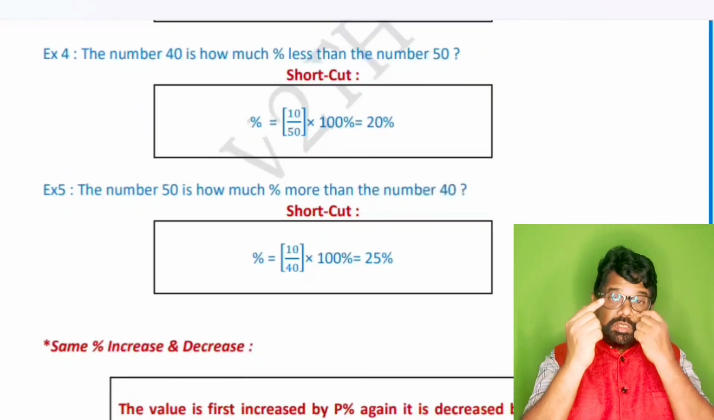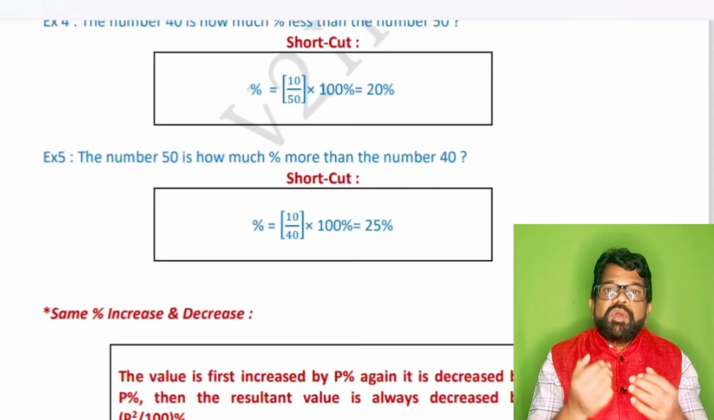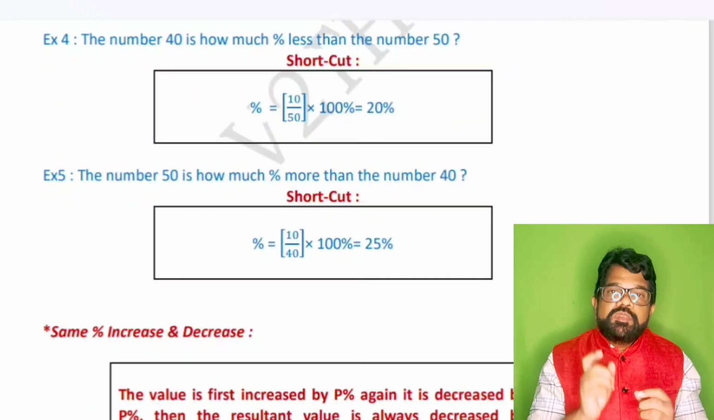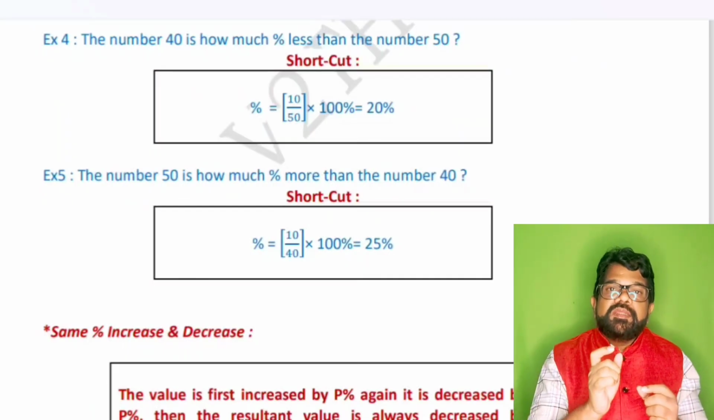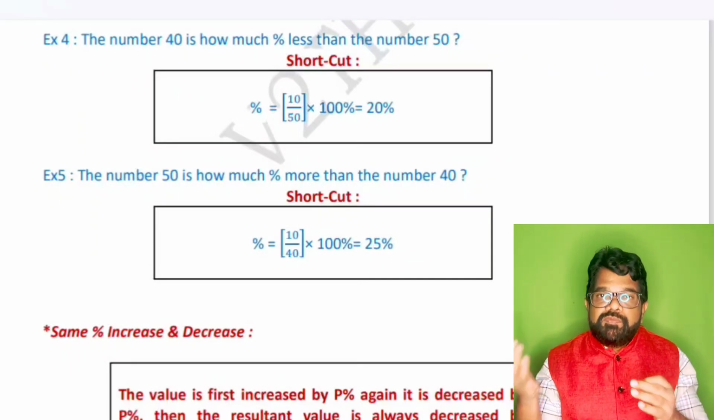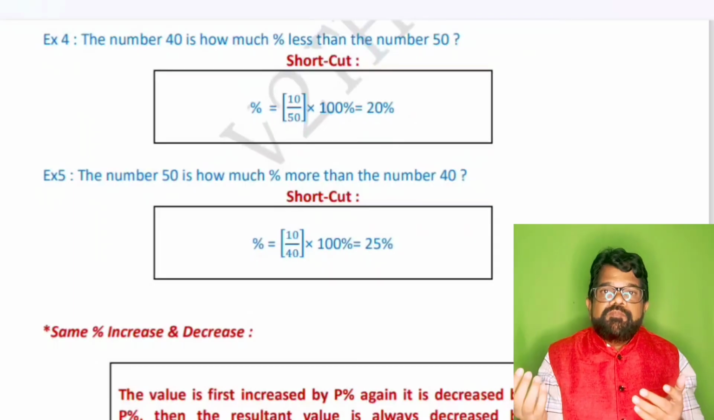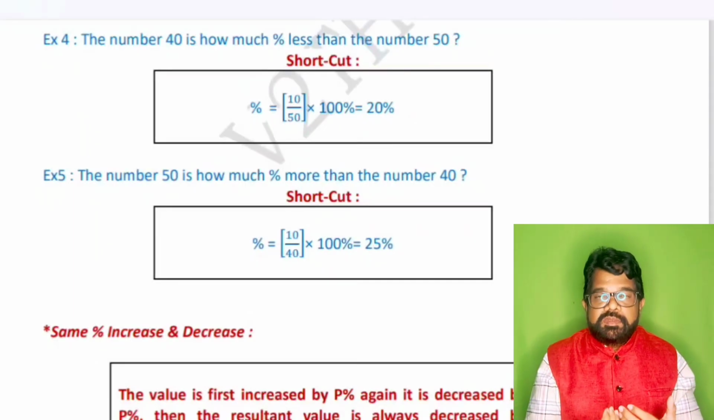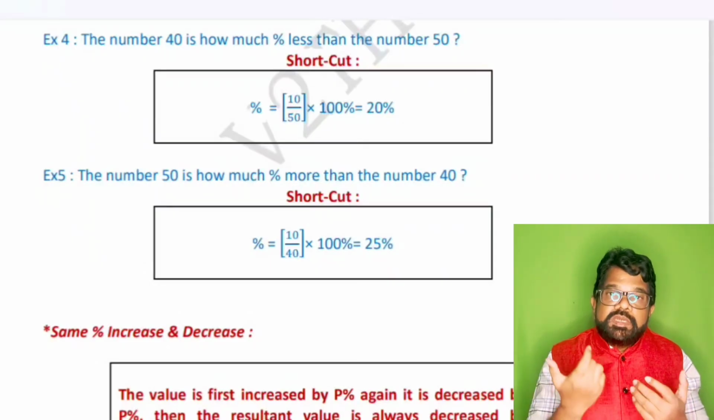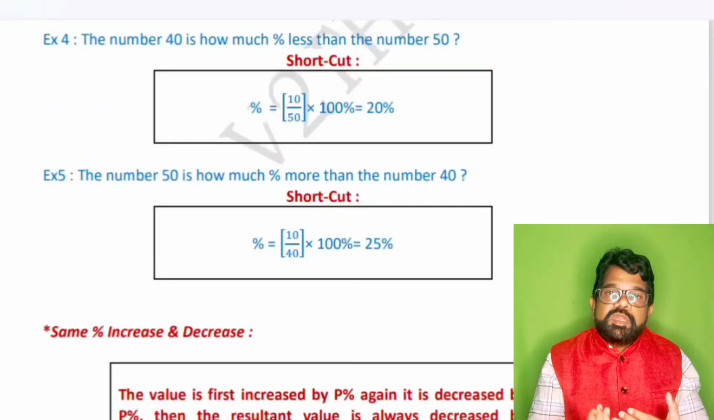10. That you have to take in the numerator, 10 by. In the denominator, which value do you have to take? The number given after less than or after more than. Now in this question, the number 40 is how much percent less than the number 50? After less than, which number is given? 50. That you have to take in the denominator. The number given after less than or after more than, that you have to take in the denominator. Now here the number after less than is 50, so take that in the denominator.